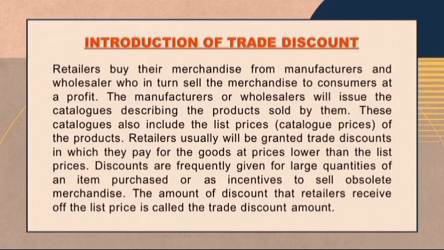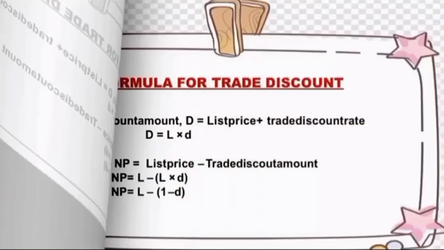Retailers usually will be granted trade discounts in which they pay for the goods at prices lower than the list prices. Discounts are frequently given for large quantities of an item purchased or as incentives to sell obsolete merchandise. The amount of discount that retailers receive off the list price is called the trade discount amount.